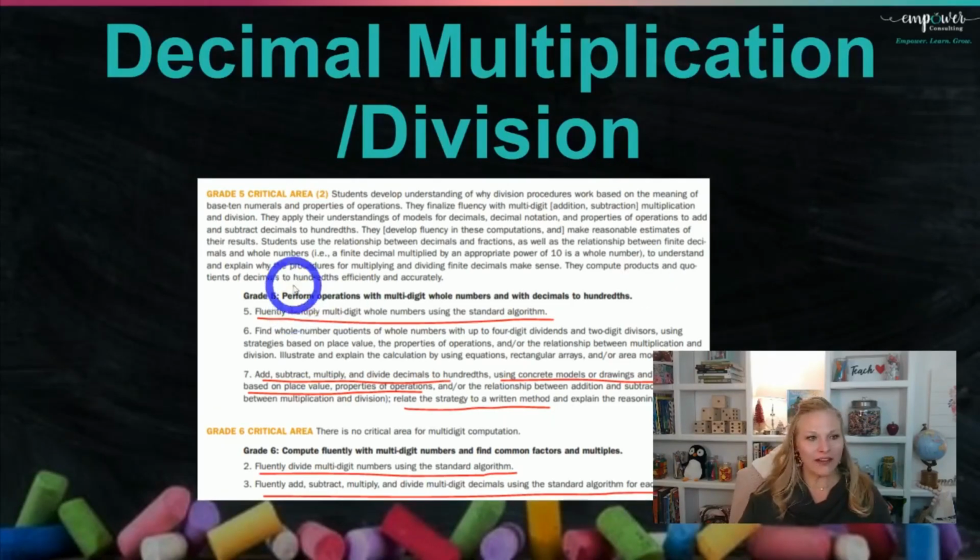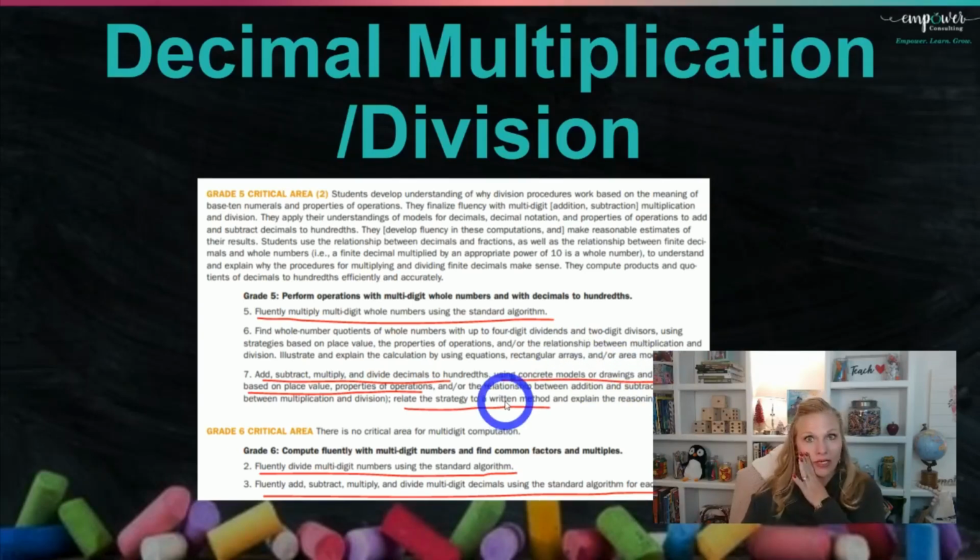Okay, here's grade 5. In grade 5, they multiply multi-digit whole numbers using the standard algorithm. They add, subtract, multiply, and divide decimals using concrete models, drawings, and strategies based on place value, and they have a strategy they can relate to a written method. Nowhere in here does it say they have to have that shortcut method or even a standard algorithm. They need to understand what it means to multiply decimals, and we're going to do that with tools and drawing strategies, and connect it to a written method.